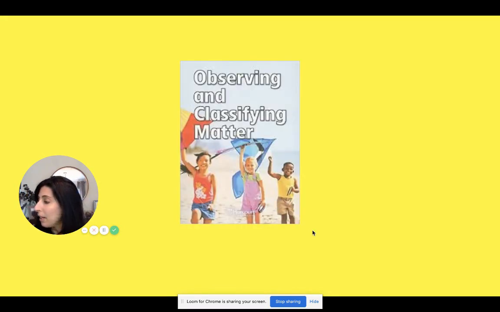So let's first read this book, Observing and Classifying Matter. In order to be able to observe and classify matter, we need to know more about the different states of matter. You see, scientists, they don't just say like, oh yeah, that's a solid. Oh yeah, that's a liquid. Oh, that's a gas. They're not just all willy-nilly about it. They make sure that they can prove what they are saying. So let's learn more about these three states of matter so that we can then explore some different items and try to prove what state of matter they are.